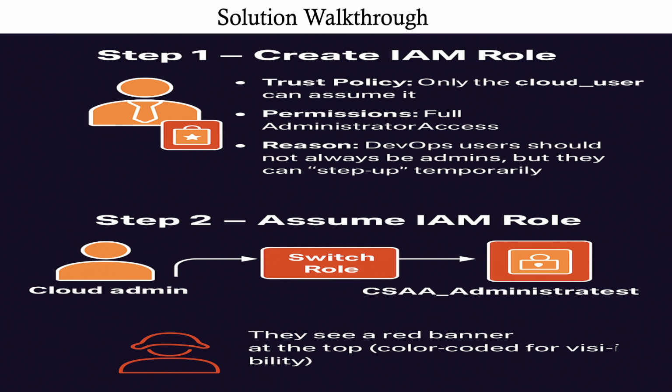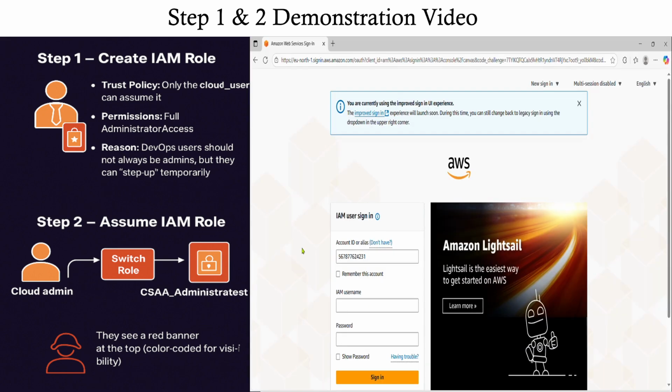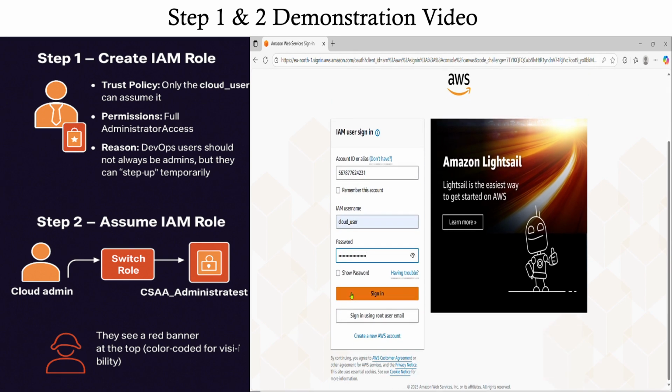Let's watch the creation and assumption in action in the next part. Here is step 1. We start by creating a new IAM role inside the AWS Management Console. First, we navigate to IAM services. From there, we choose roles and then we click create role.